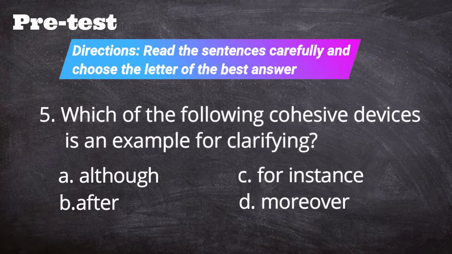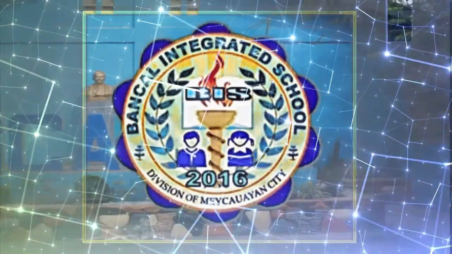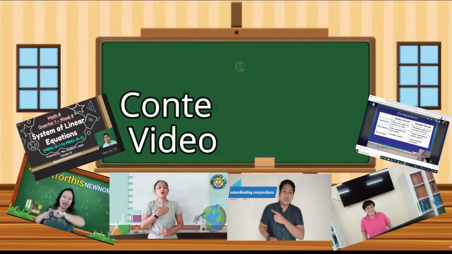And for the last question we have, for number 5, which of the following cohesive devices is an example for clarifying? A. Although, B. After, C. For instance, or D. Moreover. Kung may gusto kang linawin, no, ito yung gagamitin mo. Correct. The answer is C. For instance. Alright, so I hope we got high score for that.